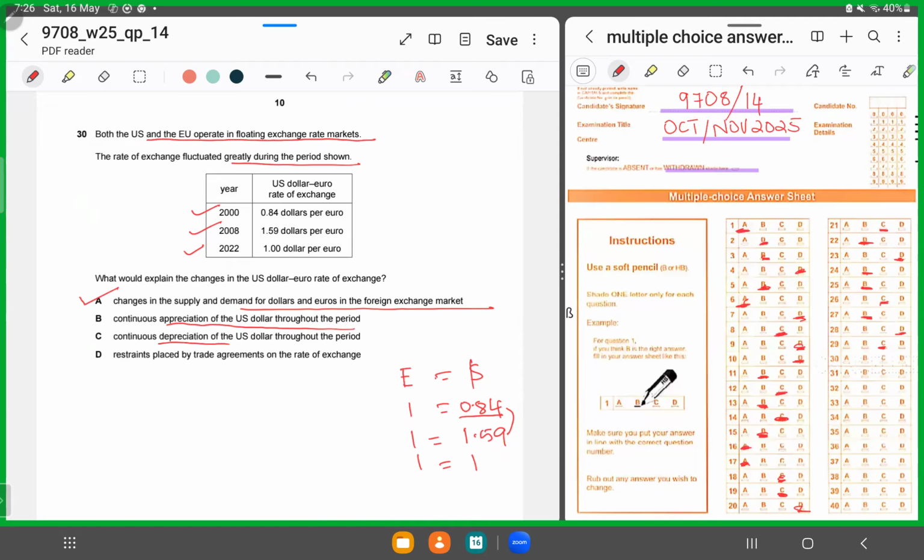C says continuous depreciation of the US dollar. So the US dollar fluctuated. Initially, it was 0.84, then 1.59. So the dollar depreciated. And then again, it became one. So it wasn't continuous depreciation, and it wasn't continuous appreciation. D says restraints placed by trade agreements on the rate of exchange. No, that's not correct because there is no evidence as such given in this table. So it's not B, it's not C, it's not D. It's the changes in the supply and demand for dollars and euros in the forex market that have caused so much fluctuation. So for 30, you shade in A as the correct answer.